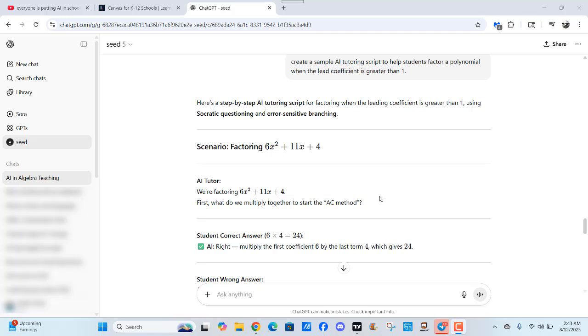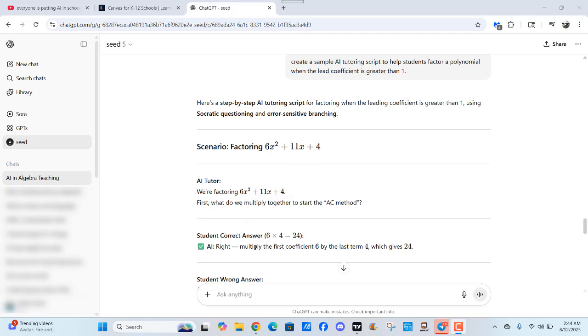For those who are not familiar, the AC method of factoring is for whenever you have a 3-term polynomial. Your first leading term, in this case the 6, is going to be your A. The middle term, which is the 11, is your B. And the last term, the constant, is your C. With the AC method of factoring, you multiply the A term times the C term, and whatever that is, you look for two numbers that add up to your B term. So that's just a little background. Let's just assume that the student is familiar with the AC method of factoring.